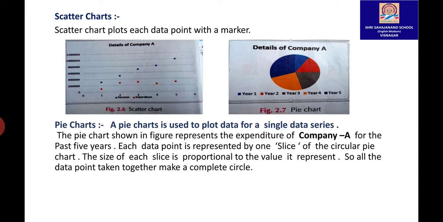Now pie chart. A pie chart is useful to plot data for a single data series. The pie chart shown in the figure represents the expenditure of Company A for the past 5 years. Each data point is represented by one slice of the circular pie chart. The size of each slice is proportional to the value it represents. So all the data points taken together make a complete circle.